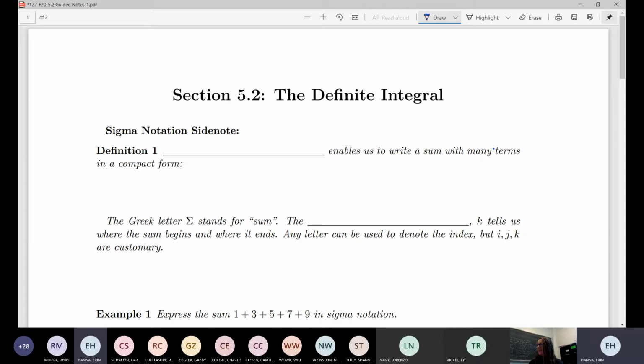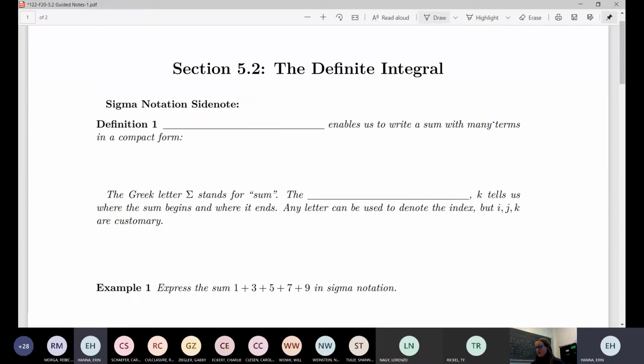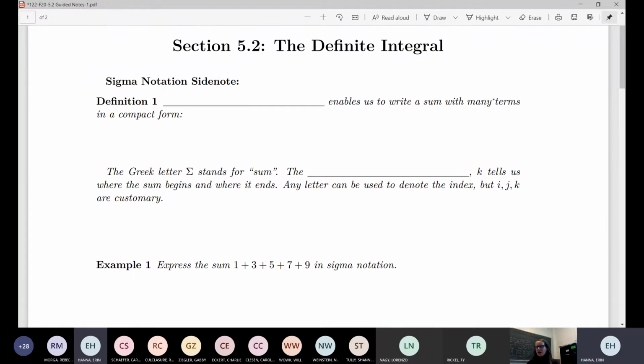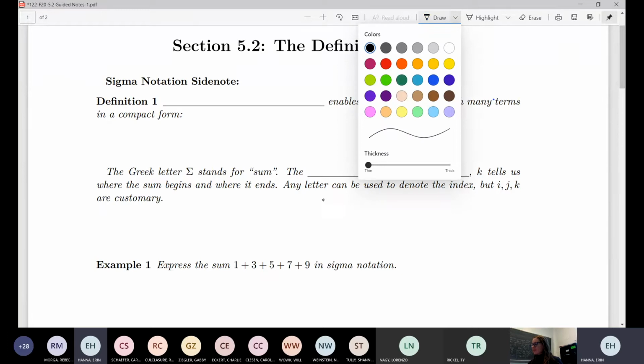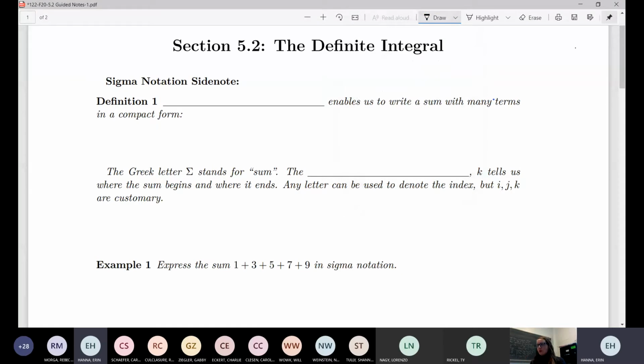All right, 5.2. 5.2 is a little bit of a weird section because we don't gain a lot of new material from it, really. The main point of 5.2 is to build up a definition that we need to talk about. So the first thing we need to talk about is something called sigma notation, which is a little bit of a side note. We don't really do a lot with the sigma notation. We just need to understand what it means to be able to understand the definition that I'm going to write. You'll just want to realize what it means when you see it.